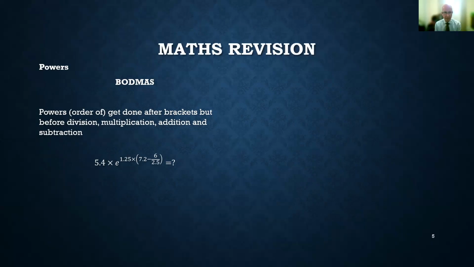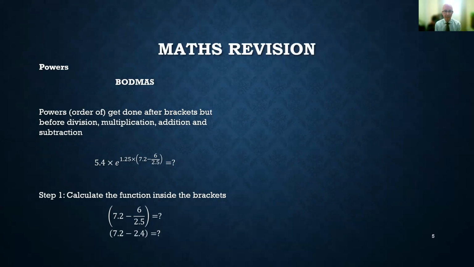Okay, so we do that bit first. Calculate the function inside the brackets first. That's step 1. So it's 7.2 minus 6 over 2.5. That becomes 7.2 minus 2.4. That's just 6 divided by 2.5. And that gives us 4.8. All right, so we've done the bit inside the brackets.